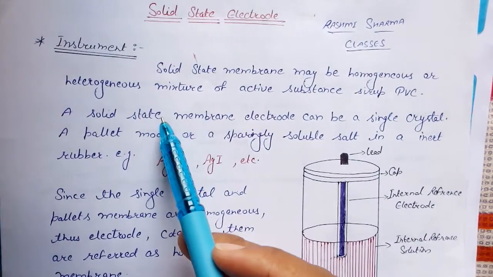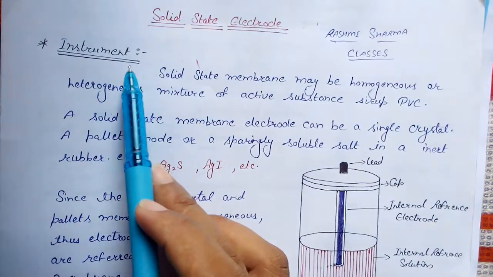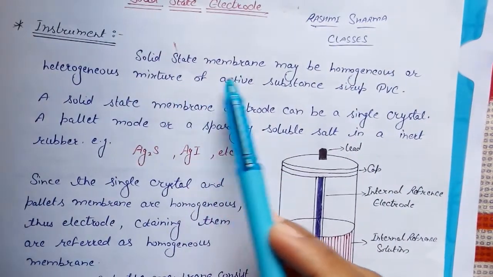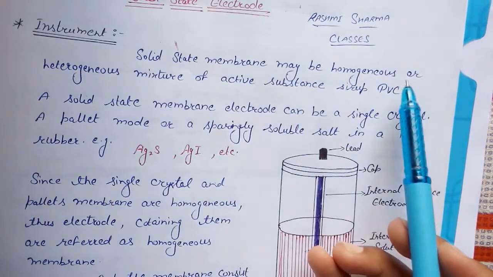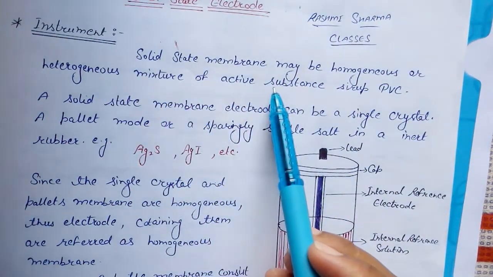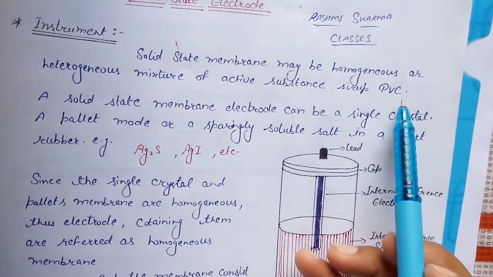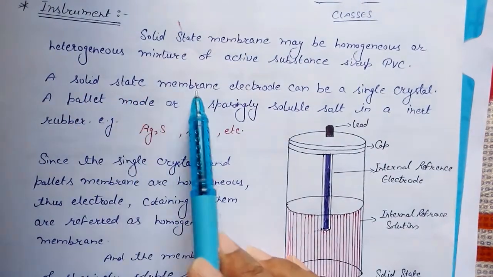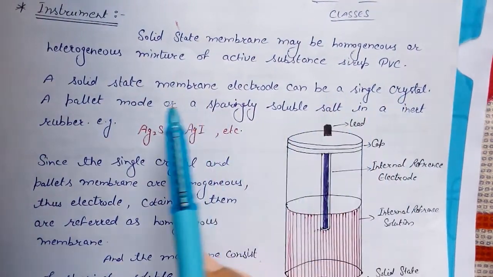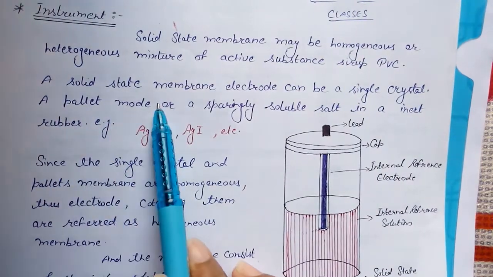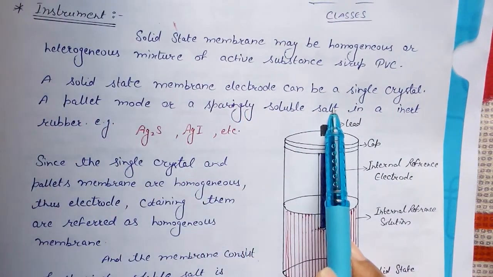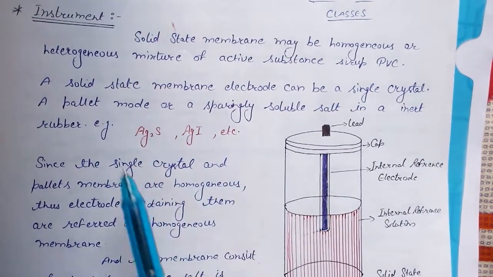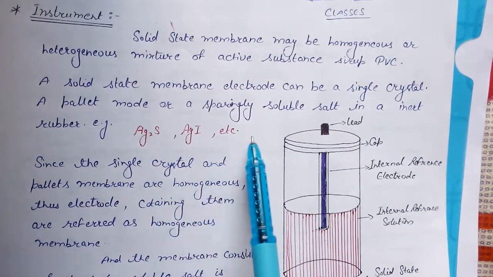The introduction of this electrode is that the solid state membrane may be a homogeneous or heterogeneous mixture of active substances in PVC, that is polyvinyl chloride. I hope all of you know about it. A solid state membrane electrode can be a single crystal, a pressed plate, or a sparingly soluble salt in an inert rubber. For example, silver sulfide, silver iodide, etc.